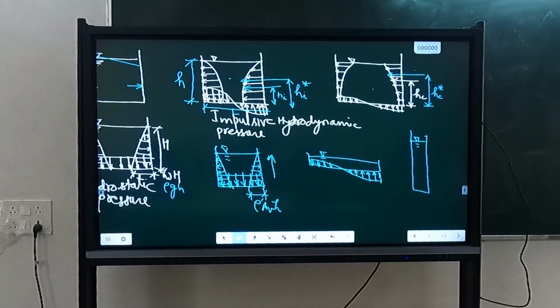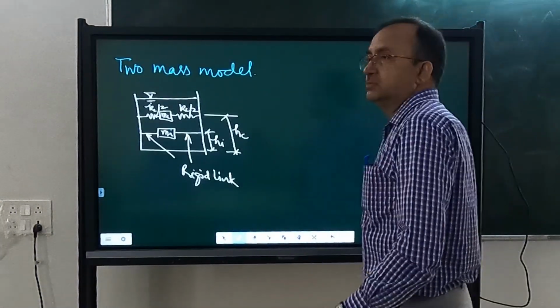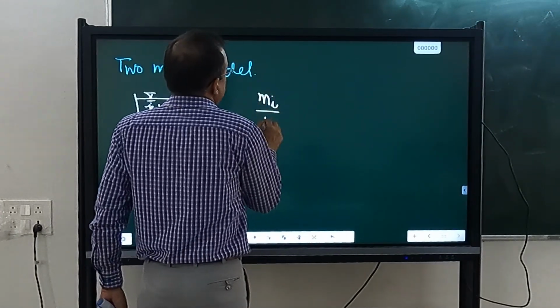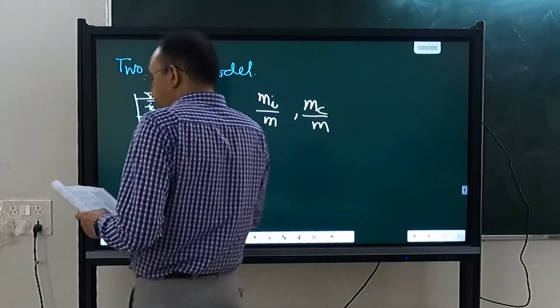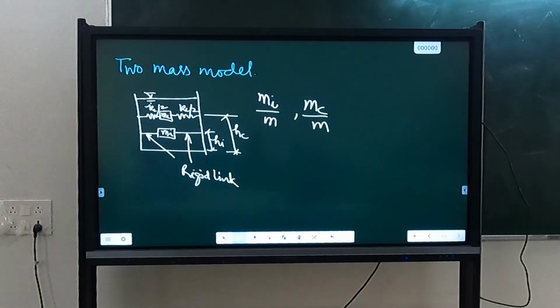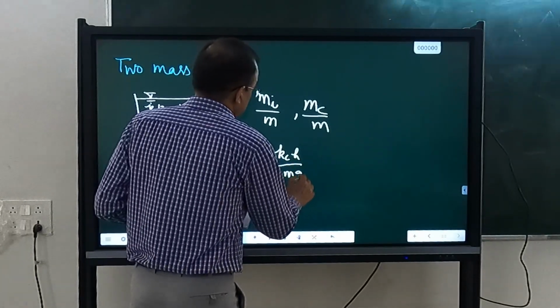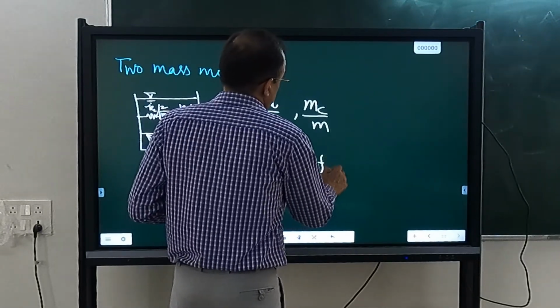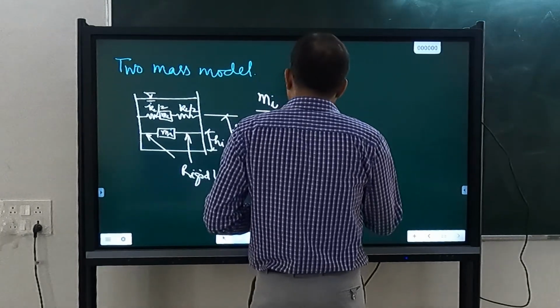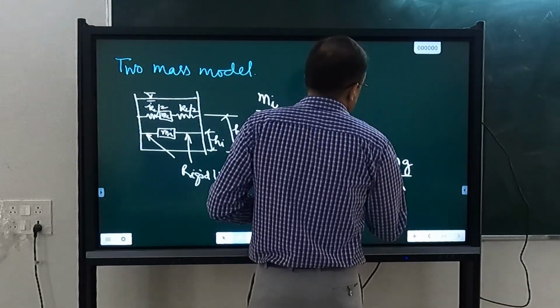Okay. So these masses you can read from these graphs. You can calculate Mi by m and Mc by m from these charts. Okay. Then you also need Kc. In the same graph, Kc is also given. It is given as Kc h over mg. This is some factor, let us say f. This f is a dimensionless factor. So Kc will be mg by h into f.